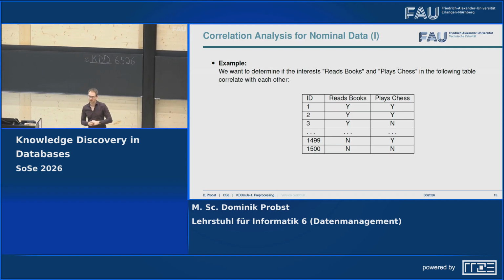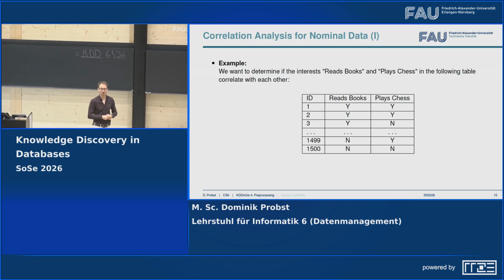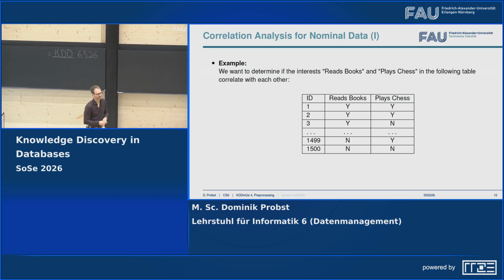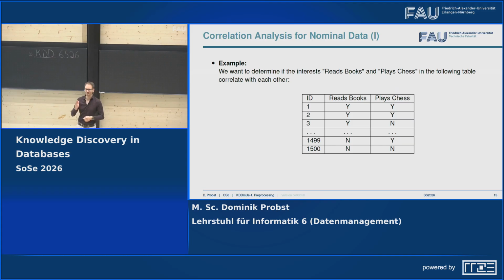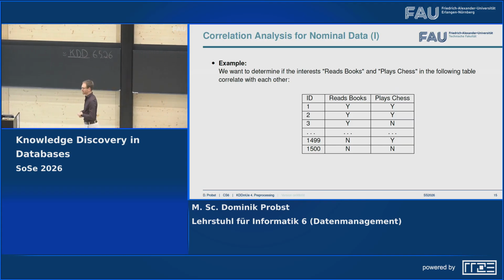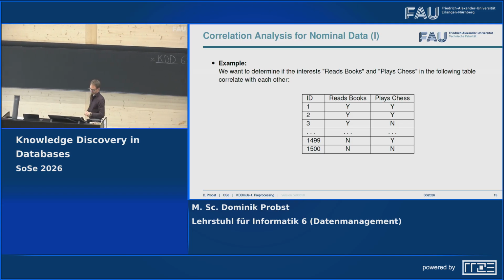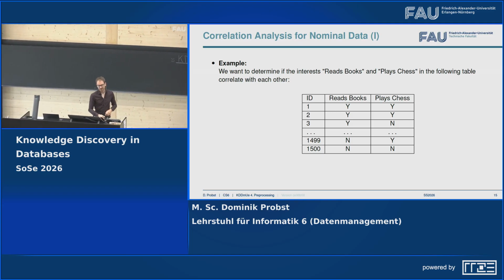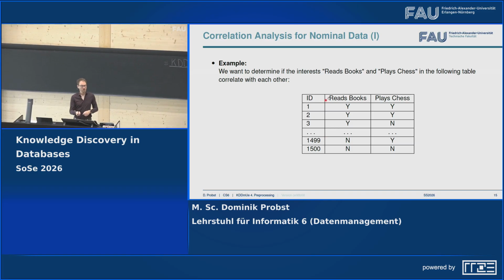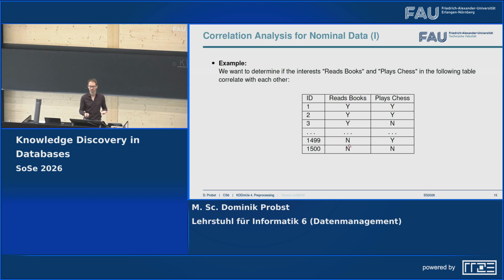We will talk about one for nominal data and 1.5, I would say, for numerical data. Let's first start with nominal data. In our example, we have two columns. One column is a person is reading books, yes or no. And another column is a person playing chess, yes or no.